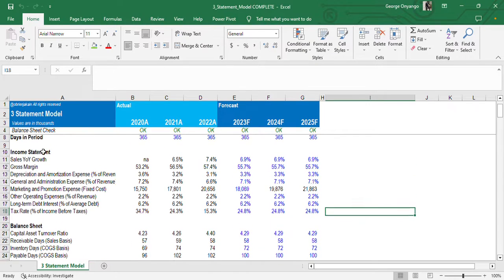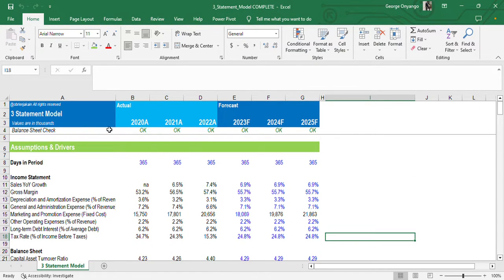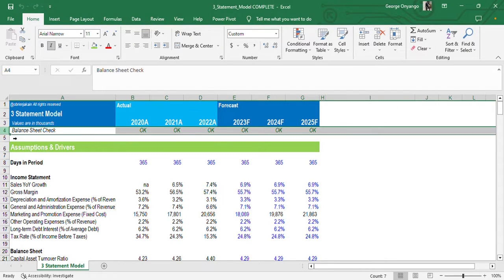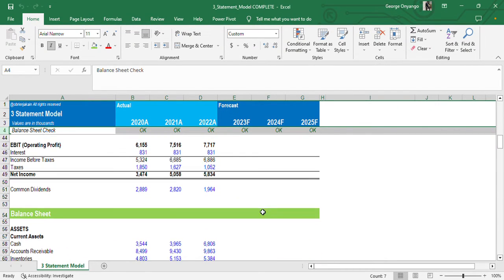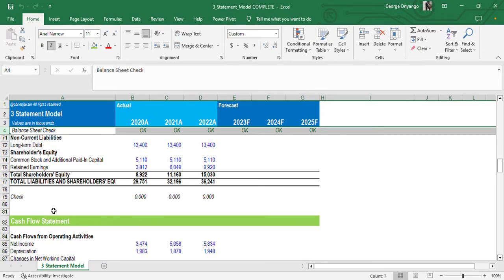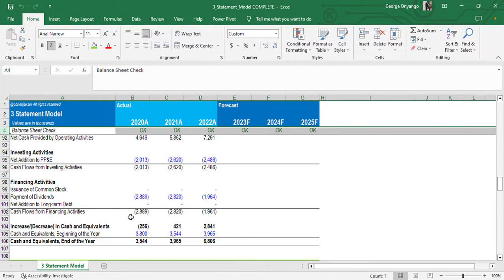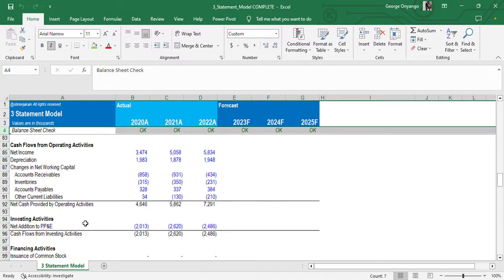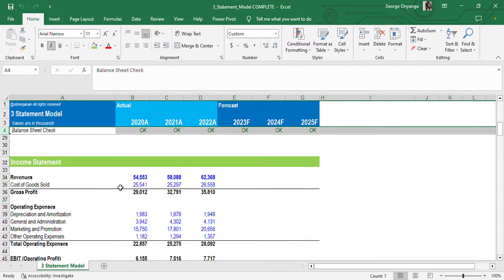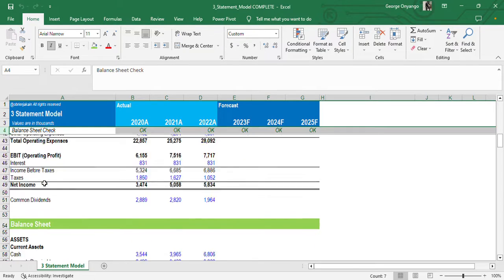We have a balance sheet check. This one will help us to know whether our balance sheet is balanced. Then we also have the check. This one is going to confirm whether the cash in the cash flow statement is the same as the cash in the balance sheet here.